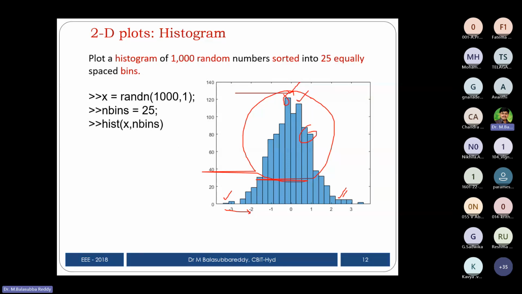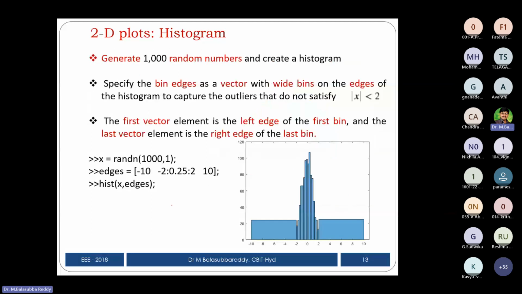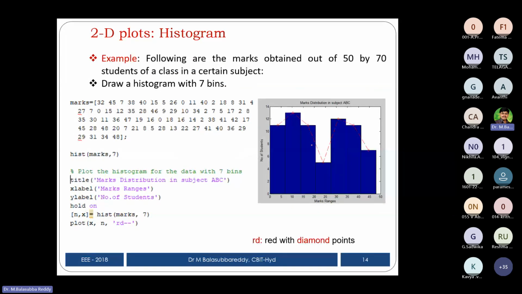Or in edges also, you can specify -10 to +10. If I specify that, you can see -10 to +10, and then we can easily represent the rest of the data points, and which one has the larger count, like that.